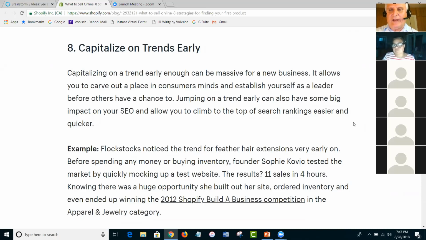So can anybody think of any examples of a trend that's happening right now that could be a business? Anyone? Anyone? Can you repeat the question again? A trend that's happening that can be a business? Yeah, some new thing that's happening right now that could potentially be a business in the future.